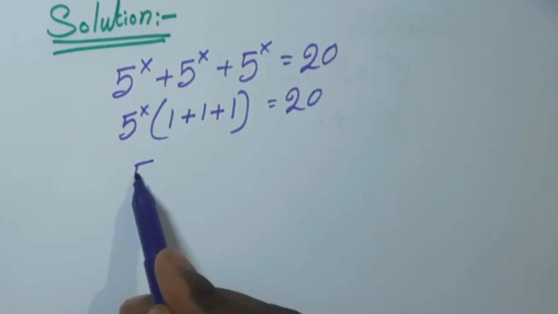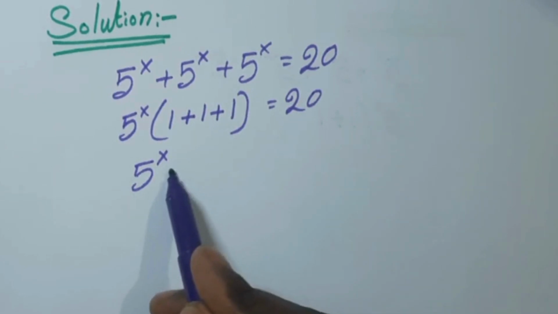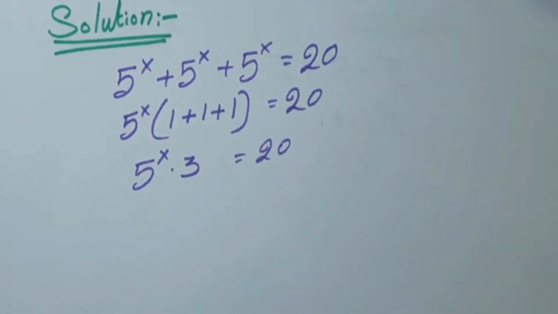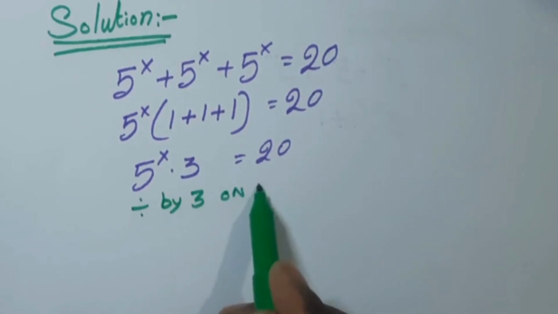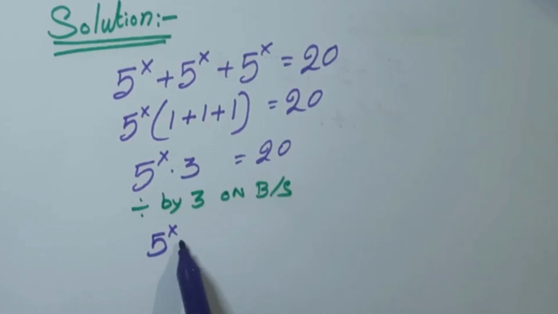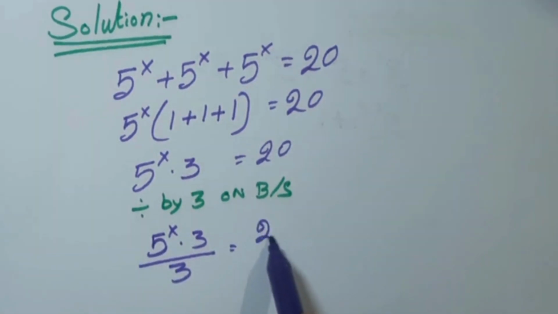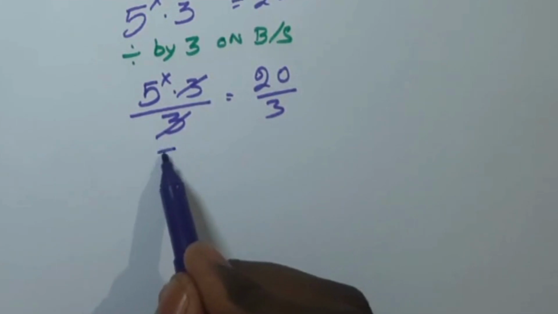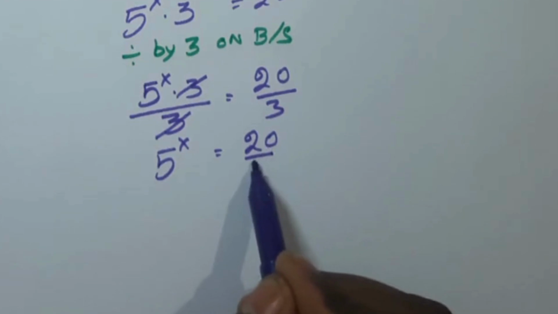Now 5 to the power of x, and 1 plus 1 plus 1 is 3. So into 3 equal to 20. Divide by 3 on both sides. 5 to the power of x into 3 by 3 equal to 20 by 3. This 3 cancels this. 5 to the power of x equal to 20 by 3.